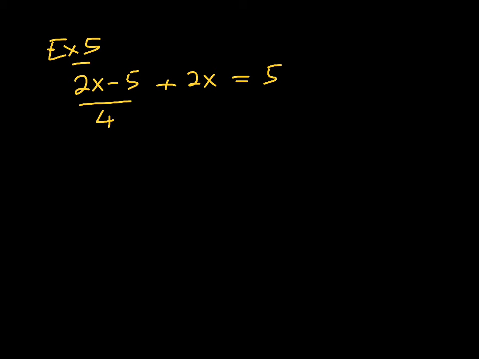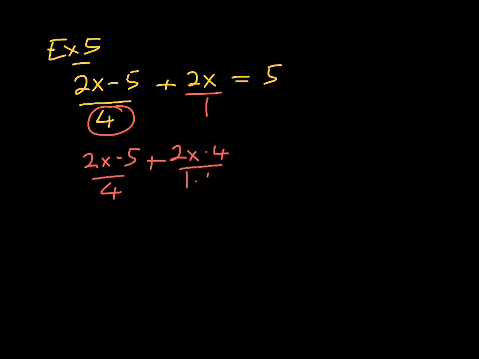So there's a denominator of 4. Remember, 2x is the same as 2x over 1. I want to make them like fractions so that they have the same denominator. So we multiply with the opposite denominator. So 2x minus 5 over 4, you multiply by 1. 2x over 1, you multiply by 4. But we're not going to bother ourselves multiplying by 1 because we know it's going to be the same, but I don't want you to forget that step.